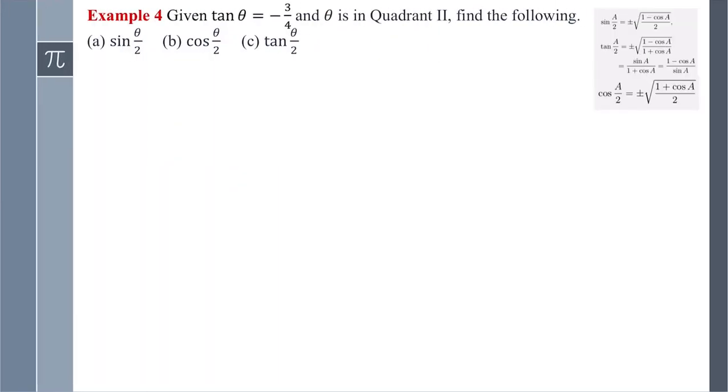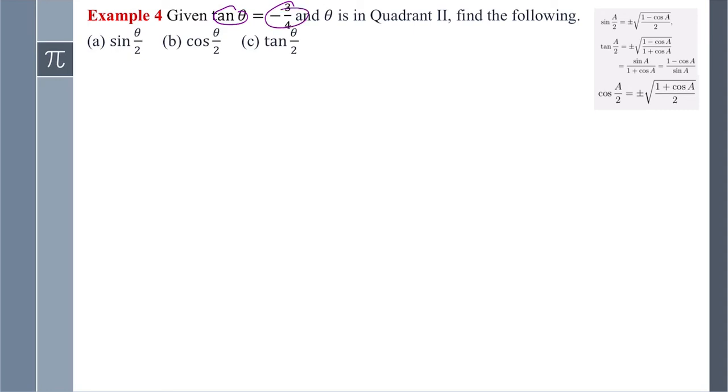So now let's look at this example. Here we are given the angle in the second quadrant, where tangent theta is negative 3/4, and then we are asked to find the values for the half angle in the first quadrant. So what we know here is the angle is in the second quadrant, so the tangent is negative.